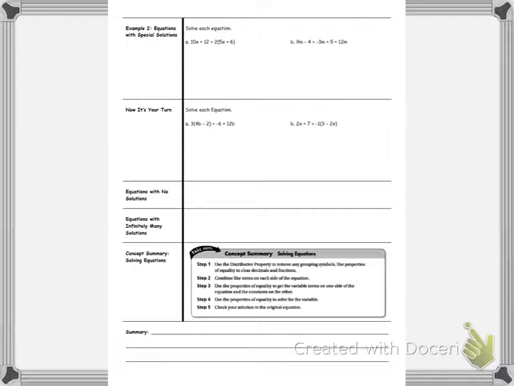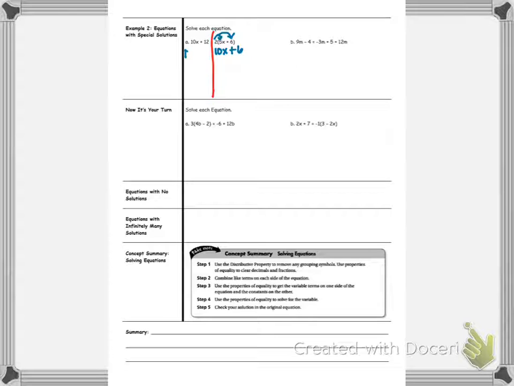So we're going to go ahead and draw a line. And we're going to look at the left-hand side, 10x plus 12. Do we have anything to distribute or any like terms to combine? No. So I'm going to look at my right-hand side. And I do see something that I need to distribute, so let me do that. 2 times 5x and 2 times 6. So that gives me 10x, and that gives me plus 6.